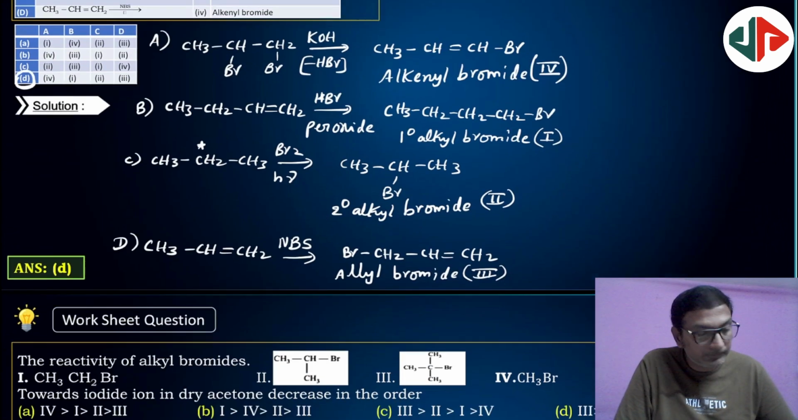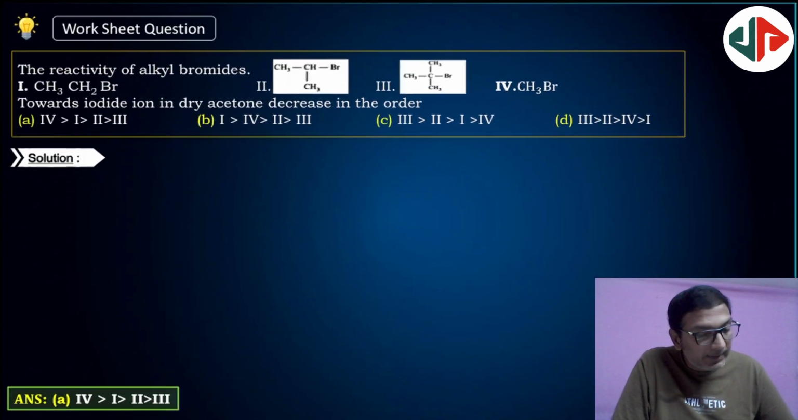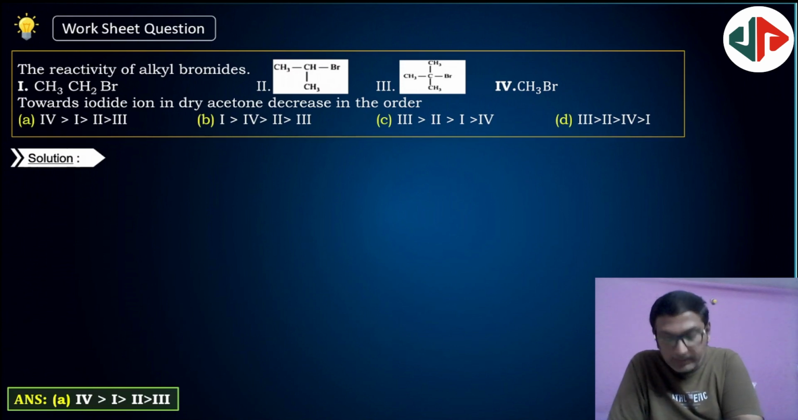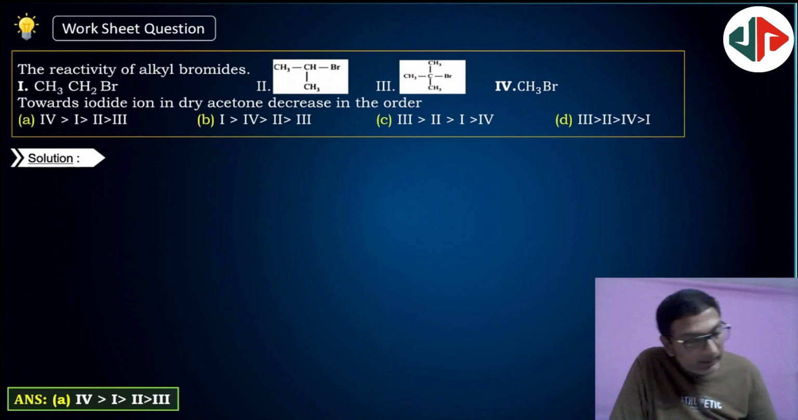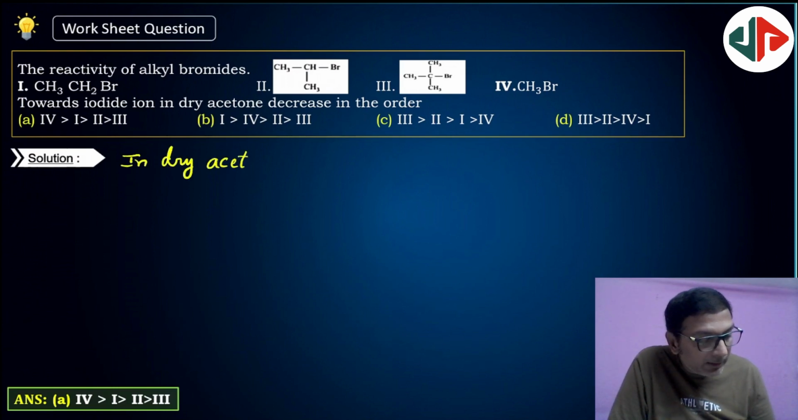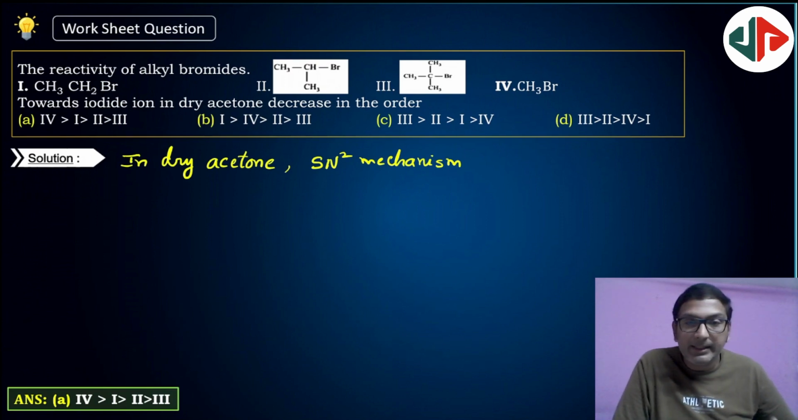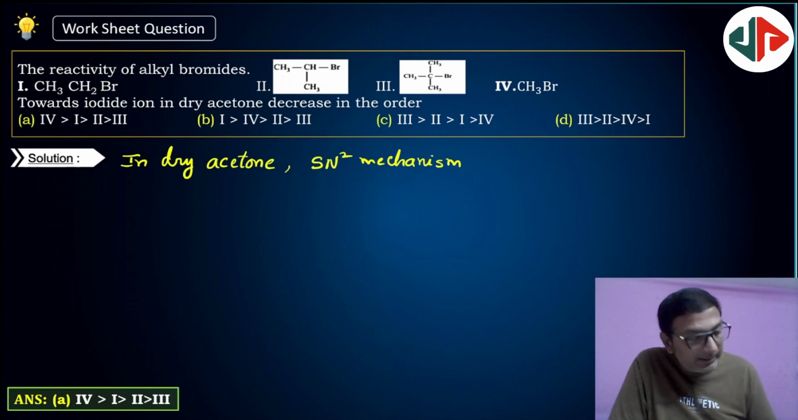Next one. The reactivity of alkyl bromides in dry acetone. Very important. In dry acetone, which is almost non-polar solvent, the mechanism is SN2. So as bulkiness decreases, SN2 reactivity increases. Therefore, SN2 order.